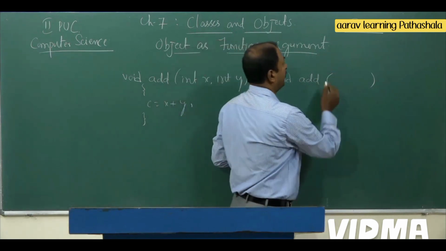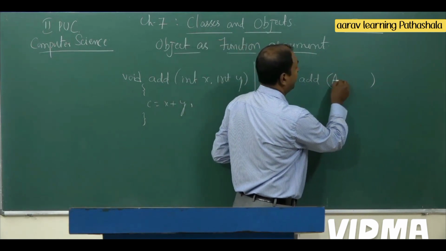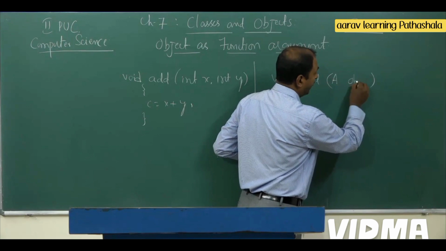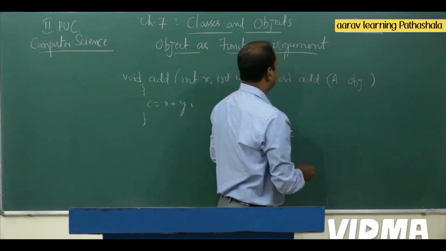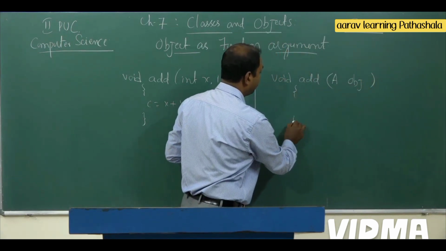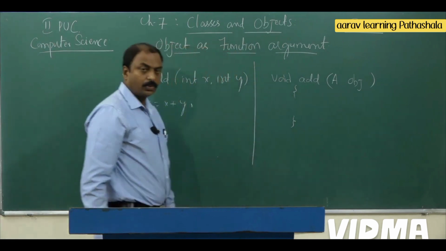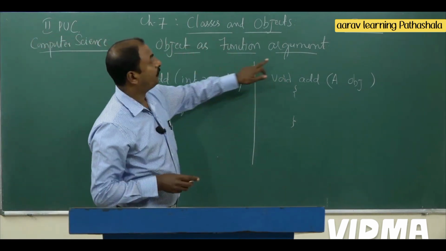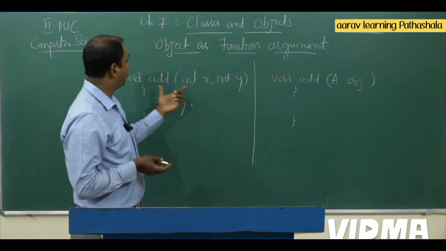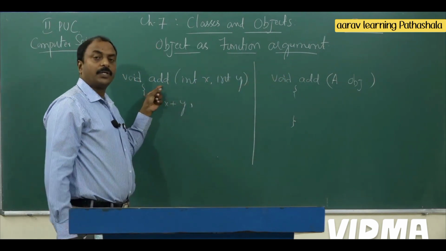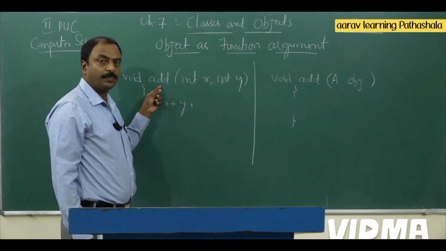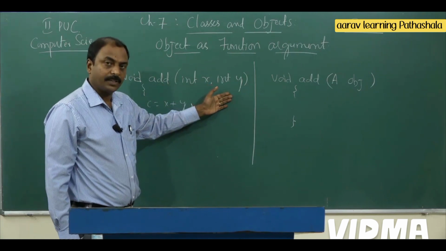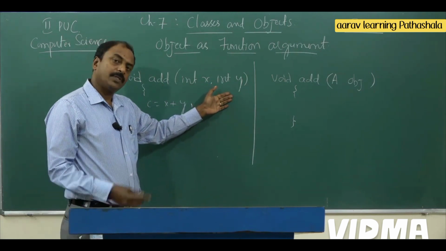For example, if I say A is a class and its object is obj, and here we have a number of statements. So what is the concept here? The concept here is object as a function argument. Now you know what a function is. You can have functions with parameter or without parameter, and with return type or without return type.